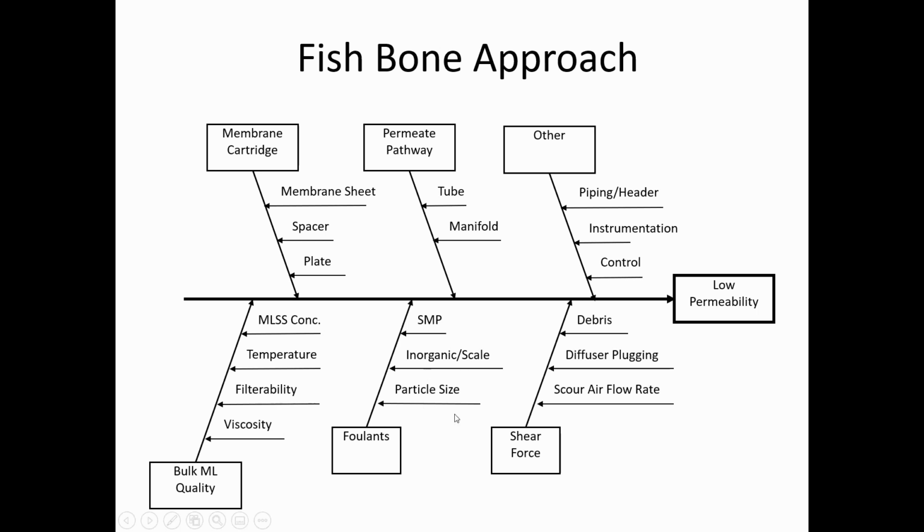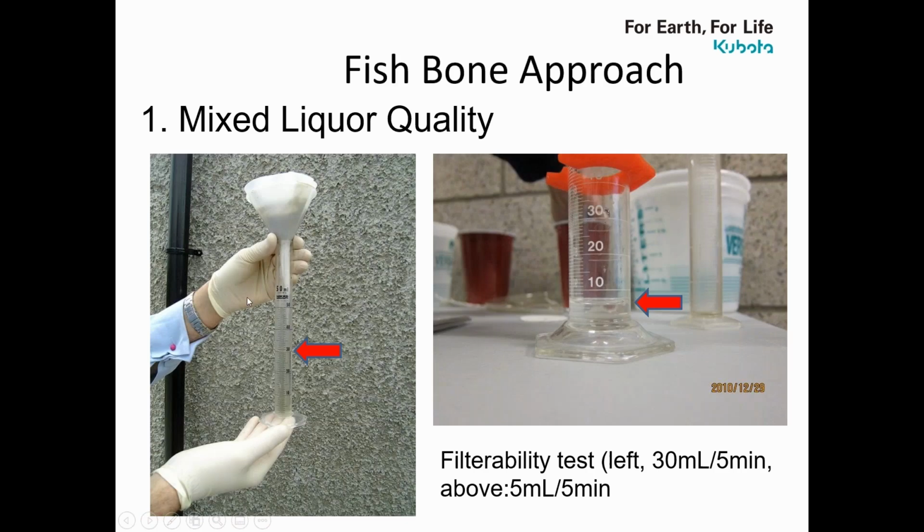It sounds like it's going to take a while, but eventually that's the fastest way when you have very difficult issues. What we typically ask is, what's the mixed liquor quality? If you have low permeability, what's the mixed liquor quality? Again, this filterability testing is a great indicator. This plant has almost 30 milliliters in 5 minutes. It's a very good plant.